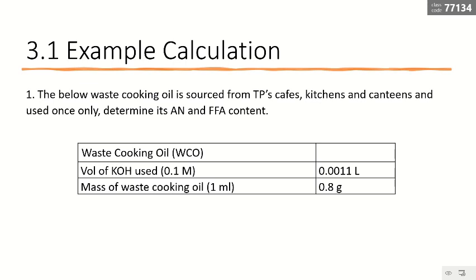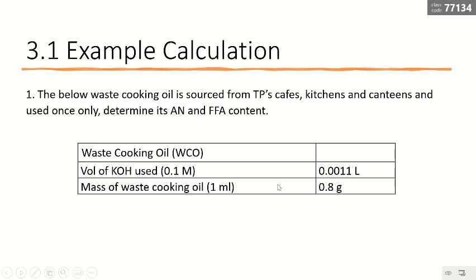I will very quickly go through two examples to give you a concept of how we are going to calculate this part. For example, we go to cafes, kitchens, or canteens, and we collect some waste cooking oil, and we do the analysis, or maybe ask an intern to do it. We take 1 milliliter of this oil, and we weigh it. It's 0.8 gram. We now have this data, right?